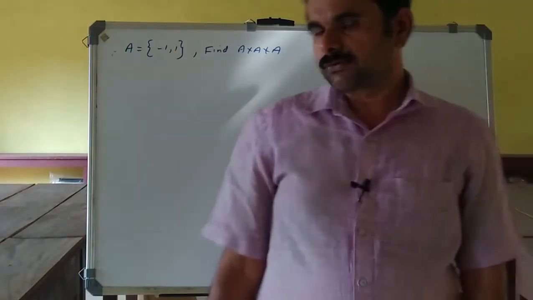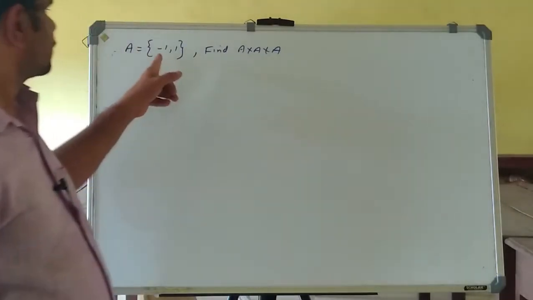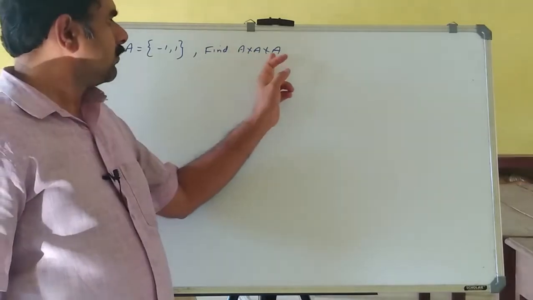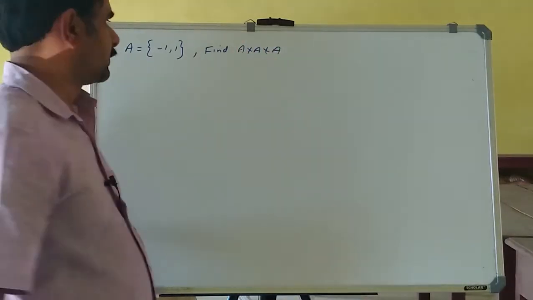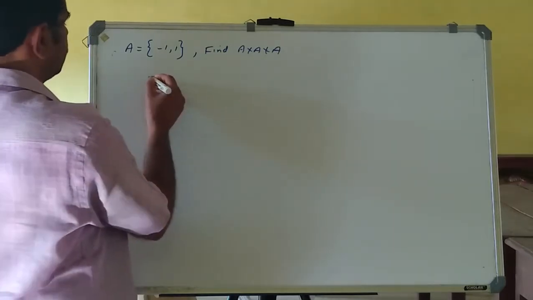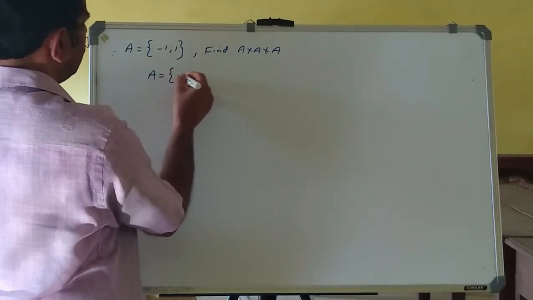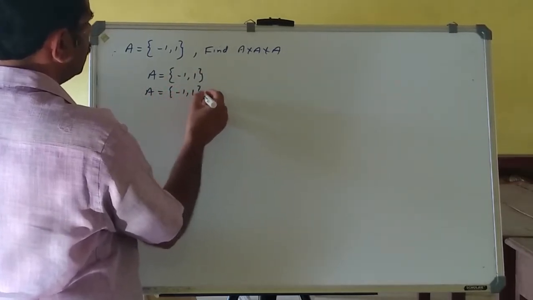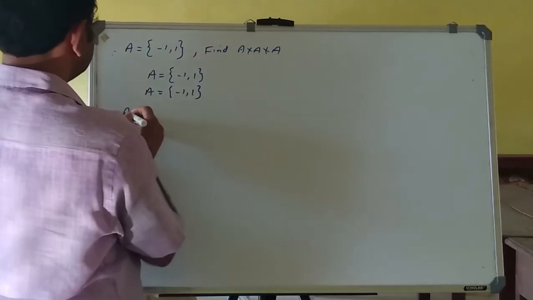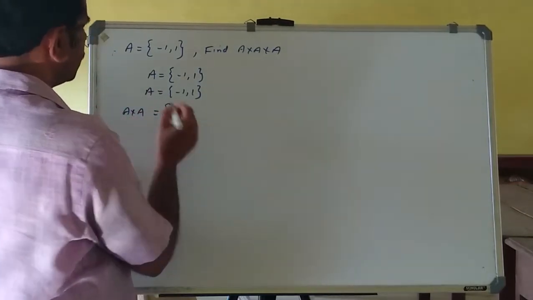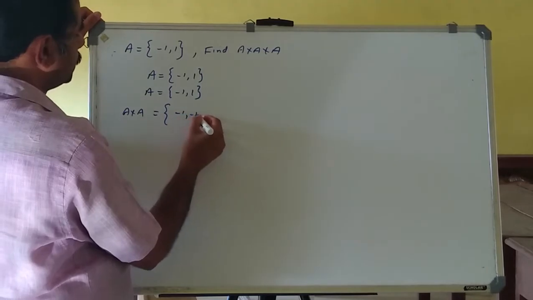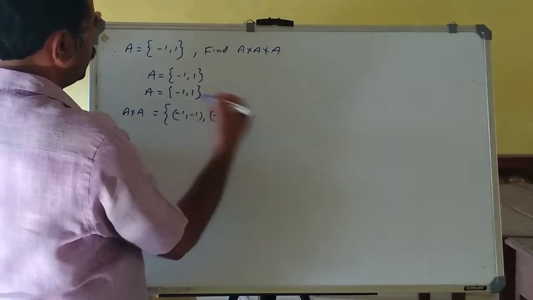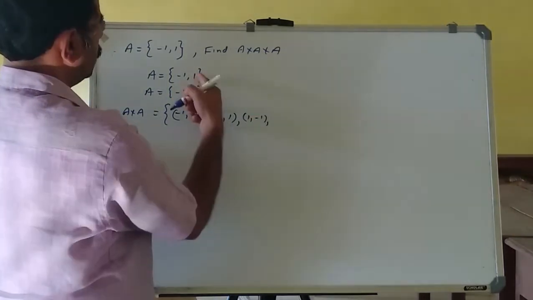And another simple question. Here A is given as the set {-1, 1}. Then you are asked to find the value of A cross A cross A. It's very simple. Firstly, we are finding A cross A. What is A? It is the set {-1, 1}. Once again A is {-1, 1}. Then what will be A cross A? A cross A is equal to the set {(-1, -1), (-1, 1), (1, -1), (1, 1)}.